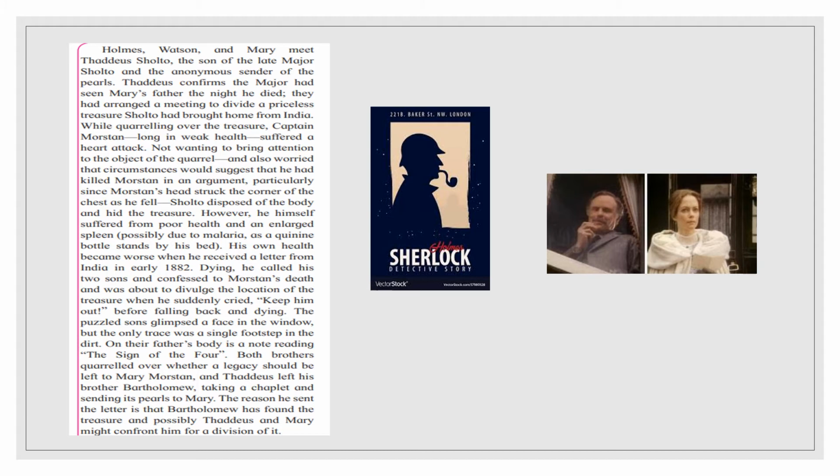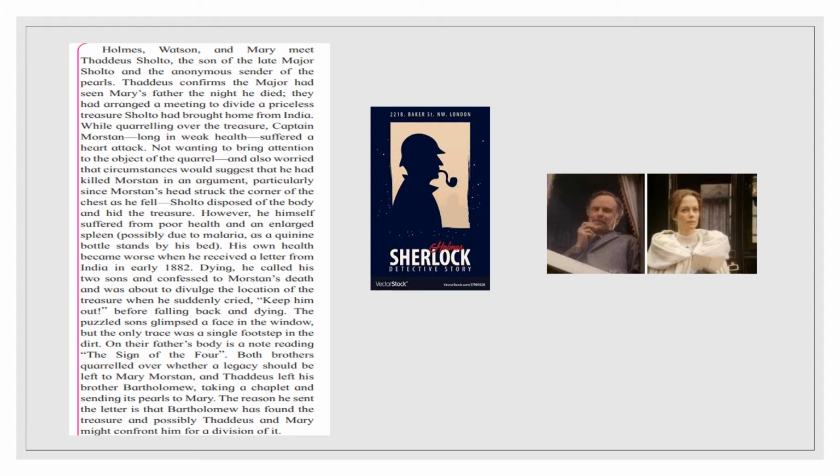However, he himself suffered from poor health and an enlarged spleen, possibly due to malaria, as a quinine bottle stands by his bed. His own health became worse when he received a letter from India in early 1882. Dying, he called his two sons and confessed to Morstan's death and was about to divulge the location of the treasure when he suddenly cried, "Keep them out," before falling back and dying. The puzzled sons glimpsed a face in the window, but the only trace was a single footstep in the dirt.